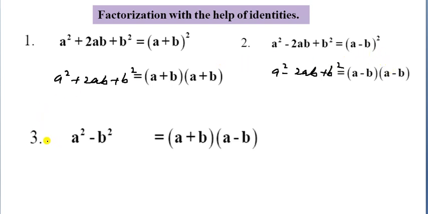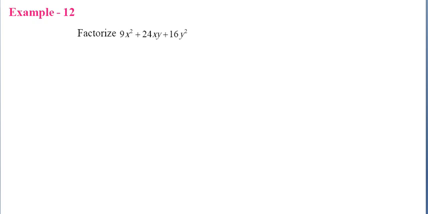Let us see the third one. It is a square minus b square. That one is a plus b and a minus b. So only three identities are here. The first identity is this one, the second identity, and this is your third identity. You have to remember these identities, because they are used in your questions. So they should be remembered by heart. Let us see how we can apply them in the questions.